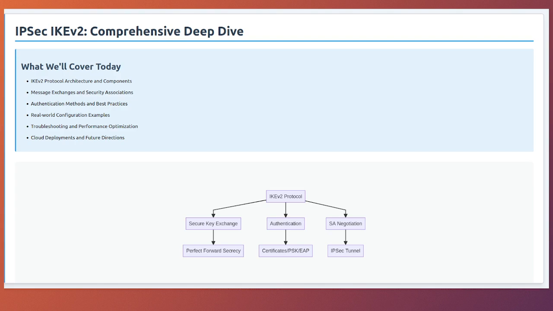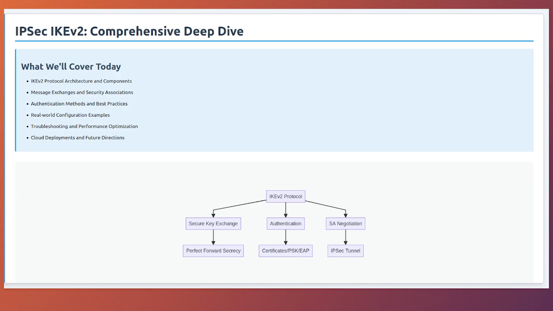IPSec, which stands for Internet Protocol Security, is a framework of protocols that provides secure communication over IP networks. ikev2, or Internet Key Exchange version 2, is the latest and most robust version of the protocol responsible for establishing and maintaining the security associations in IPSec. What makes ikev2 particularly important is its efficiency and reliability.